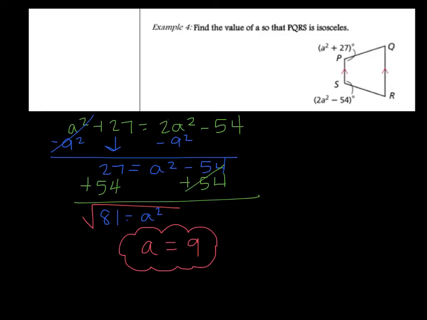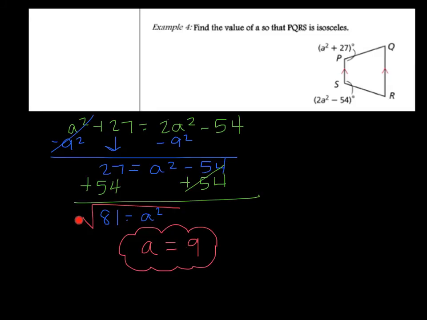Okay, so hopefully this one was easy for you guys. What you should have seen is that you have this trapezoid and they're asking us to make it isosceles. So in an isosceles trapezoid, the base angles are supposed to be equal. So what I did is I set a squared plus 27 and 2a squared minus 54. I set those equal to one another, and I'm solving for a.